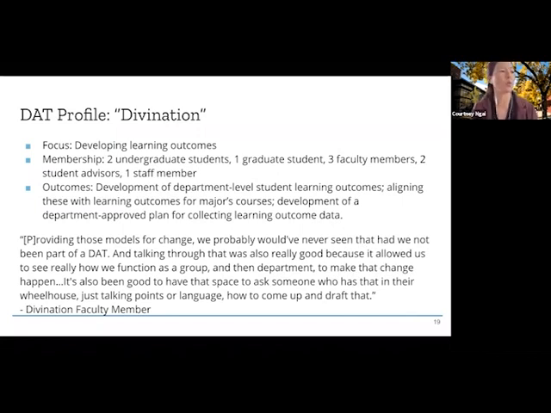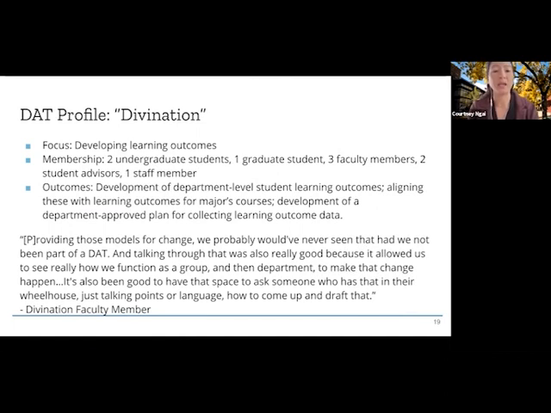And so when I saw the word cloud, one of the big words or themes that popped up there was collaboration. This DAT really exemplified that, because they not only had a very diverse group in that they had 2 undergraduate students, a graduate student, 3 tenure track faculty, 2 student advisors, and 1 staff member, but they also worked closely with the rest of the department and frequently shared what the DAT was doing in order to gain departmental support. So we worked extremely closely with the DAT on how to present what the DAT was doing to the rest of the department, and how to gain departmental support, which was really great.